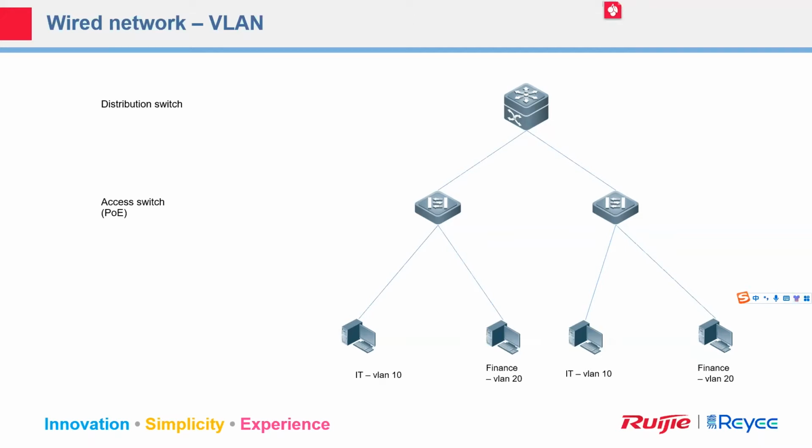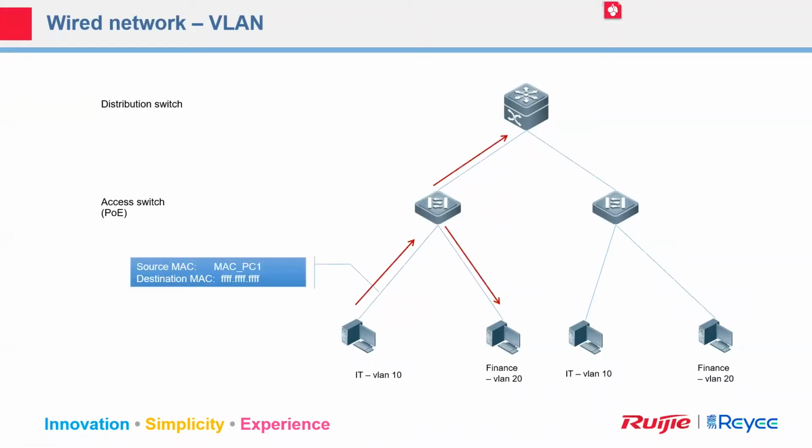Then there is a problem. If the IT department sends out the broadcast packet, the destination MAC address is F. When the switch receives it, the switch will do the flood, right? What does flood mean? I will send out the packets to all the interfaces except the receiving interface. Then this switch will flood again. Finally, all the terminals in the network will receive the broadcast packets.